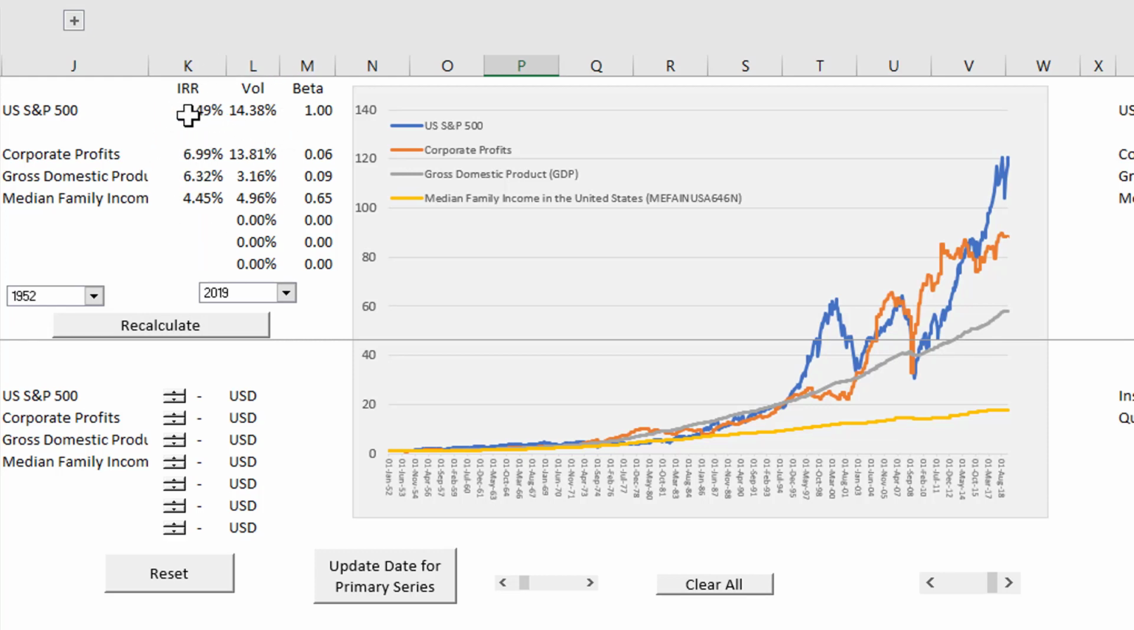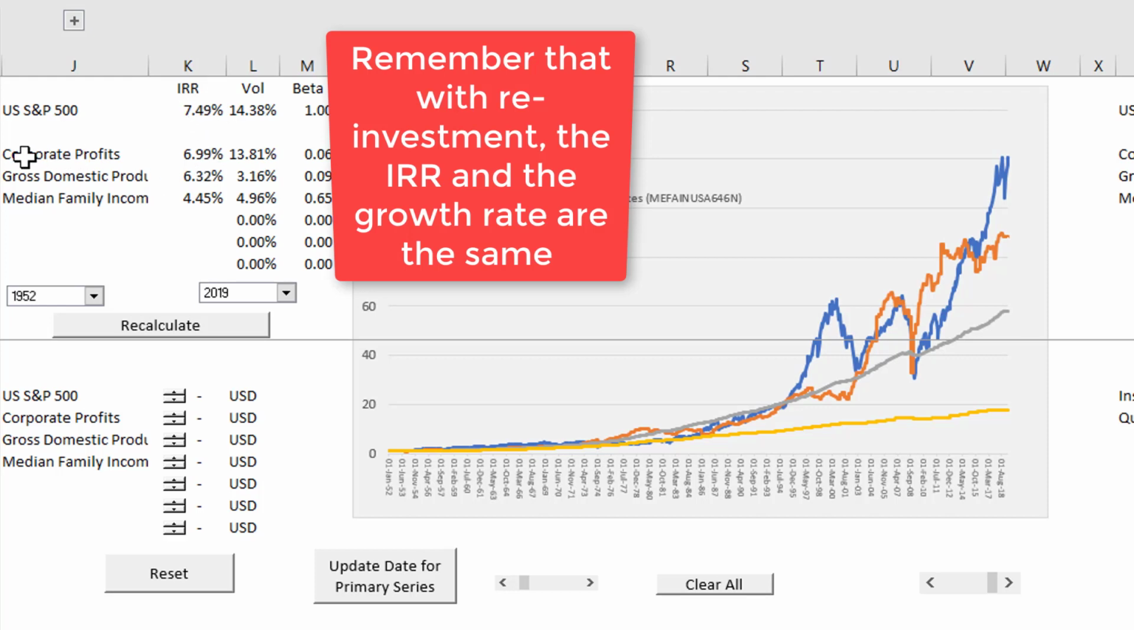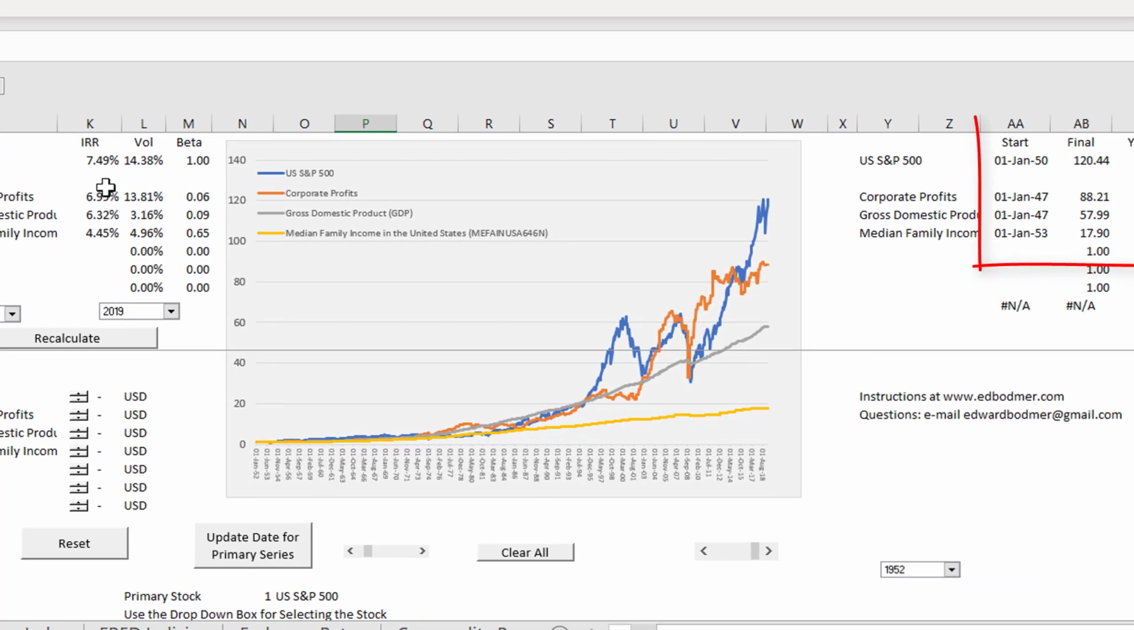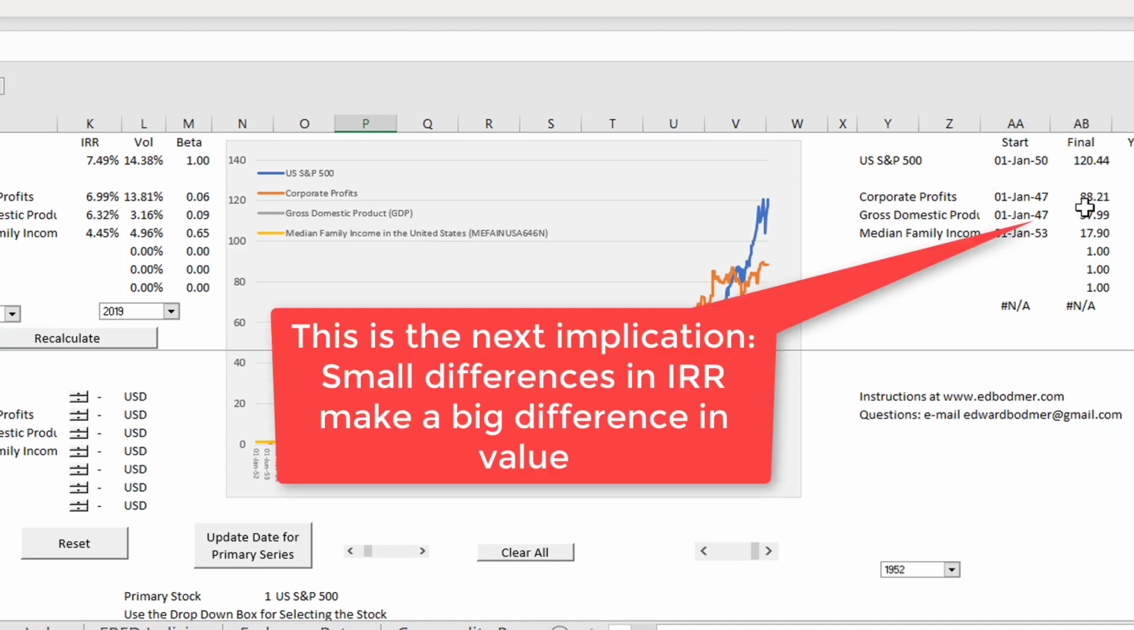Right now, there's the IRR difference. Let's look at the IRR difference, 7.49 versus 6.99. So that's 0.5% difference, essentially. And when we look over here, 0.5% difference in terms of the amount of money you actually get is 120 versus 88. That's a lot for 0.5%. And that's what the IRR does.